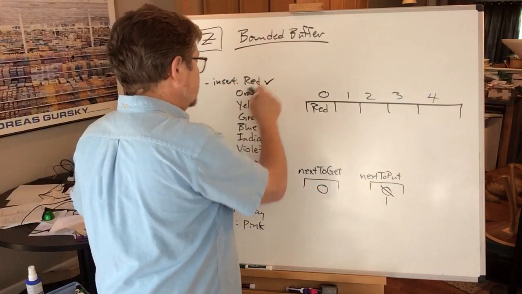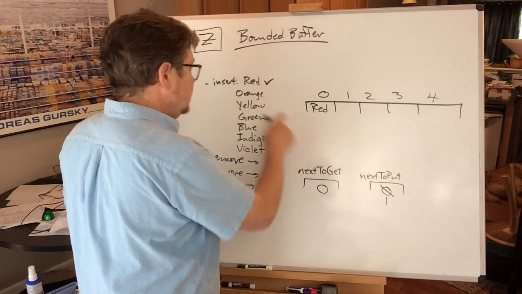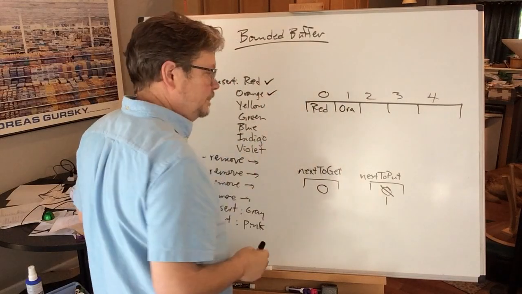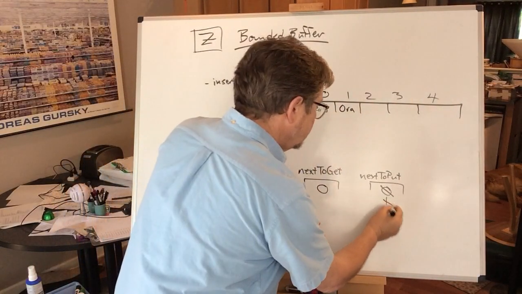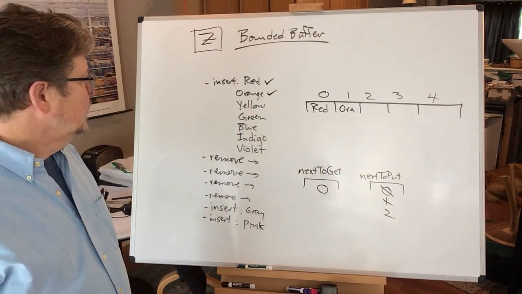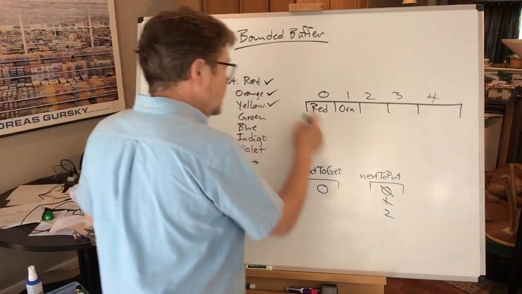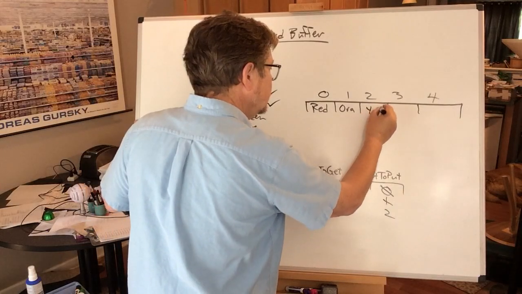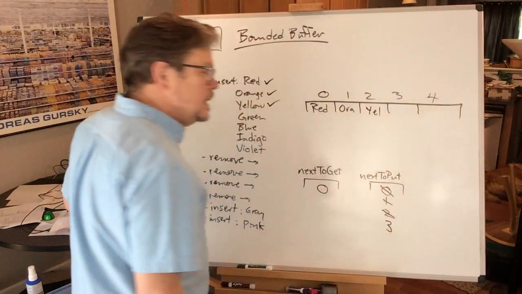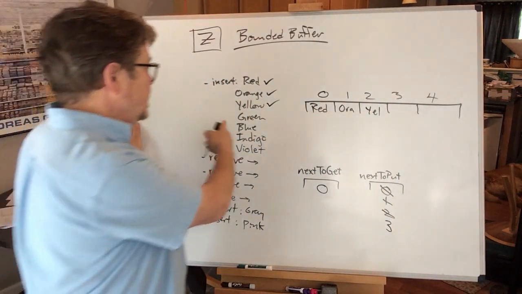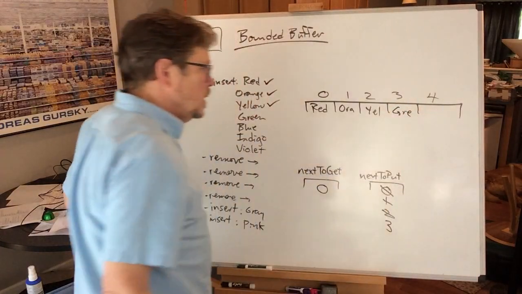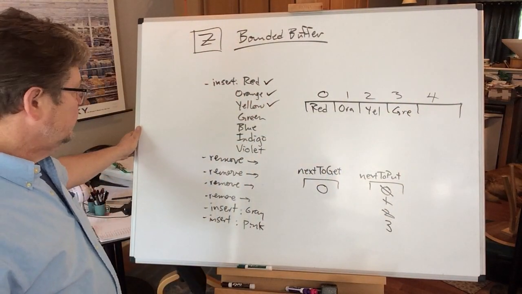Check. All over again. Orange. Next to put, we put orange in there. O-R-A, short for orange. Also, we've got to bump up next to put. Yellow. Yellow goes in slot 2. Rapidly again, we see a pattern developing. Bump up next to put. Now it's 3. Green. Green goes in slot next to put, which is 3. We're on a roll. Things are looking good.